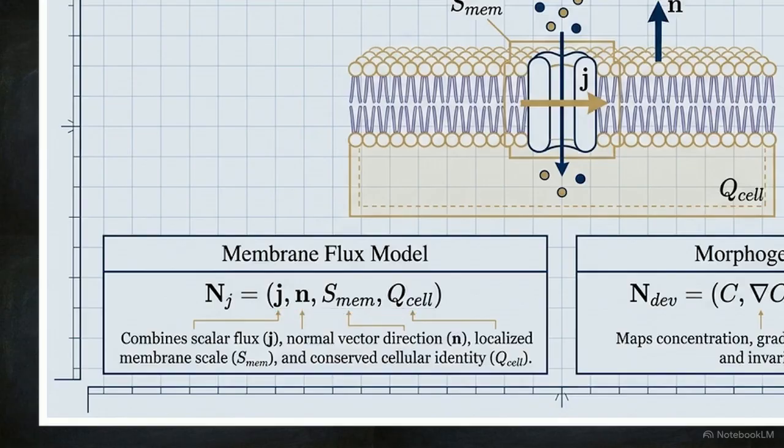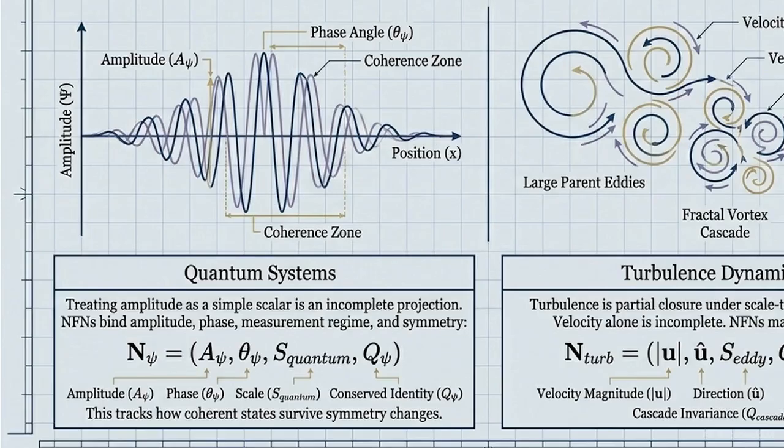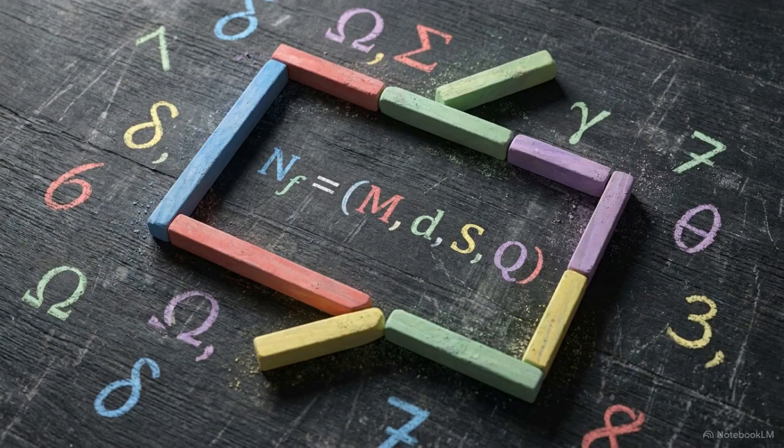In the quantum realm, standard scalar projections fail to capture reality. The wave coherence zone introduces the N-psi equation. It binds amplitude, phase, measurement scale, and invariant symmetry into one object, tracking exactly how coherent states survive physical transformations. Noetherian Finsler numbers provide a precise, required coordinate calculus for complex systems, where dropping context breaks the mathematical model.